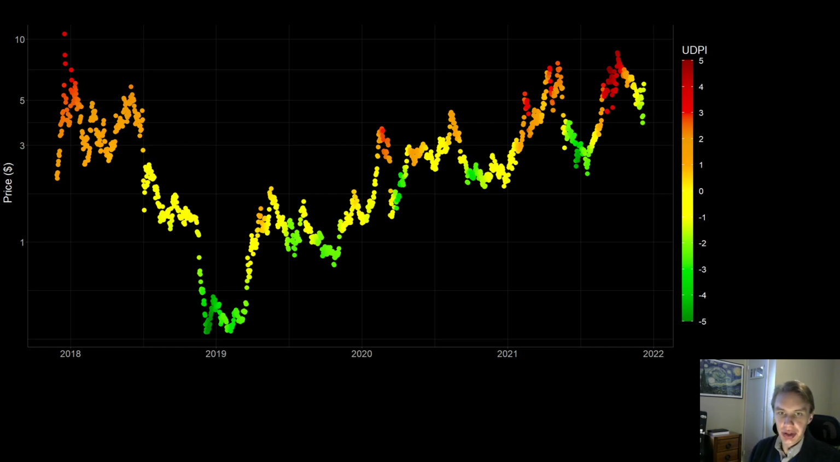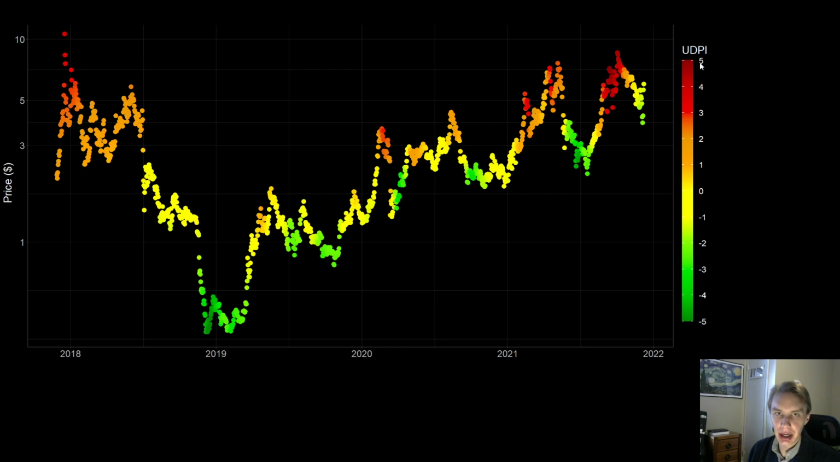So if you're returning to the channel, you've seen these types of graphs quite often. What I'm showing you here is the price history of XTZ over time. Price is in logarithmic form. Each dot here is a day, and each day is color-coded based on the output of our risk indicator, the upside-downside potential indicator, or UDPI.